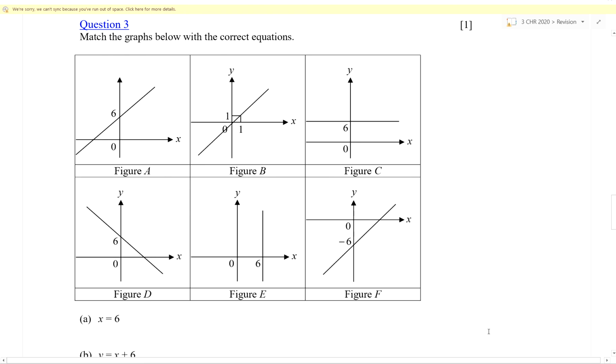Okay, slightly different type of question. Match the graphs to the correct equation. Oh, there's a missing y over here. Can you please include that? There's a missing y here.